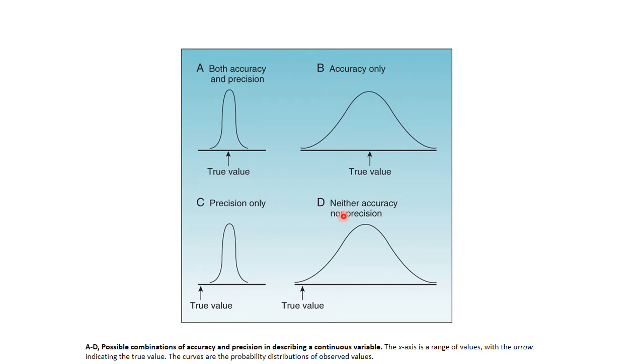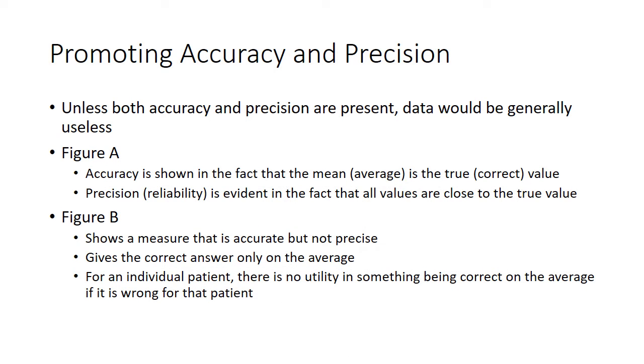And then you can have neither accuracy nor precision, kind of the worst of both worlds, where the true value lies over here, and the data you're getting on average is incorrect or inaccurate, and it's not very precise. Generally, you want to have both of these. In a perfect world, you'd have perfect accuracy and precision, but you're going to find that that's not always going to be the case, unfortunately.